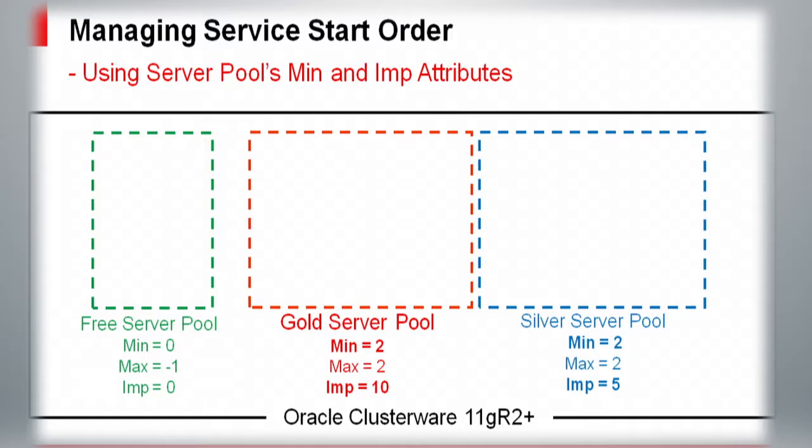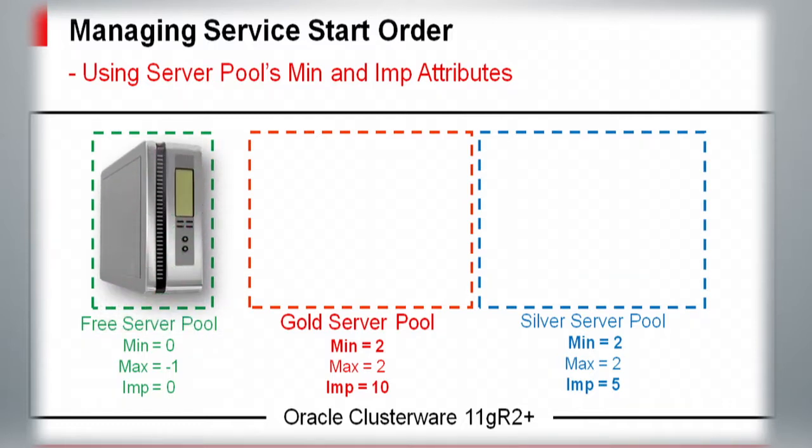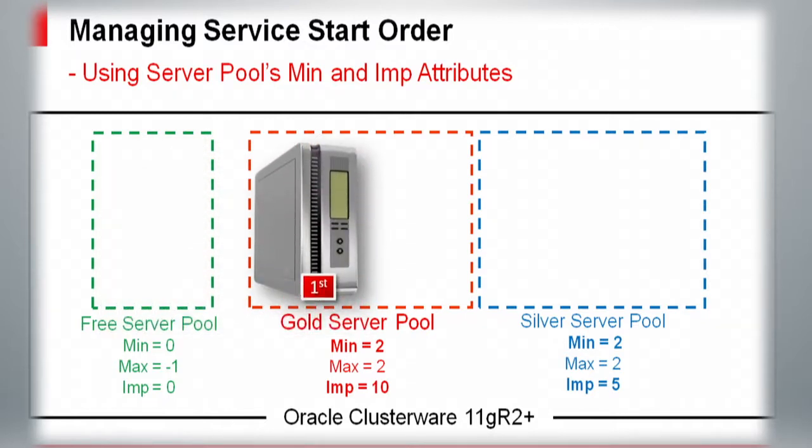So for example, servers always come in through the free pool, but since no resources can run in the free pool, Clusterware needs to figure out where to put this first server. So what it does is look for which server pools' minimums are not being met and which is the most important server pool whose minimum is not being met. So in this example, that server pool is the gold server pool.